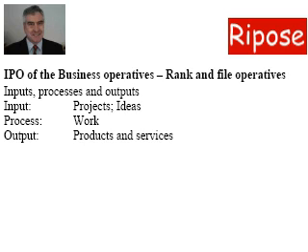And how about the inputs, processes, and outputs of the rank-and-file operatives? Well, the input are the projects and ideas. The process the rank-and-file operatives use is to carry out the work needed to deliver the output of the business. The output that the rank-and-file operatives deliver are the products and services of the organization or business.